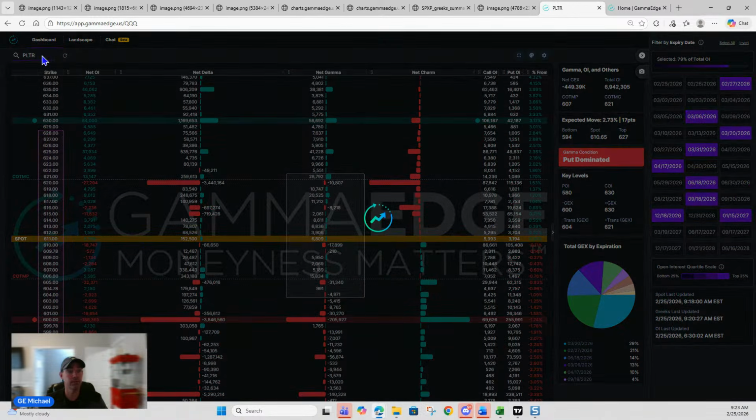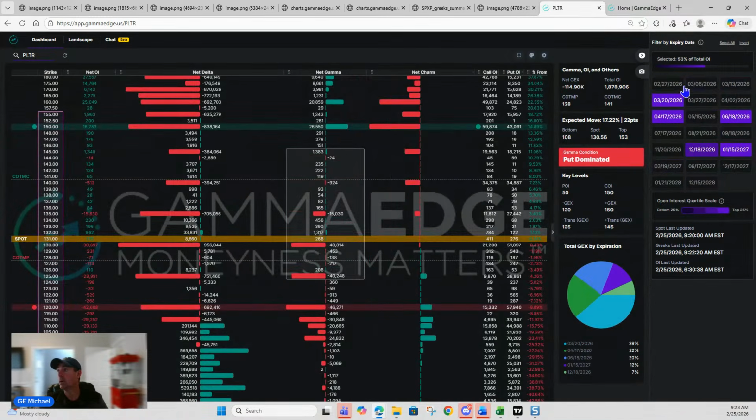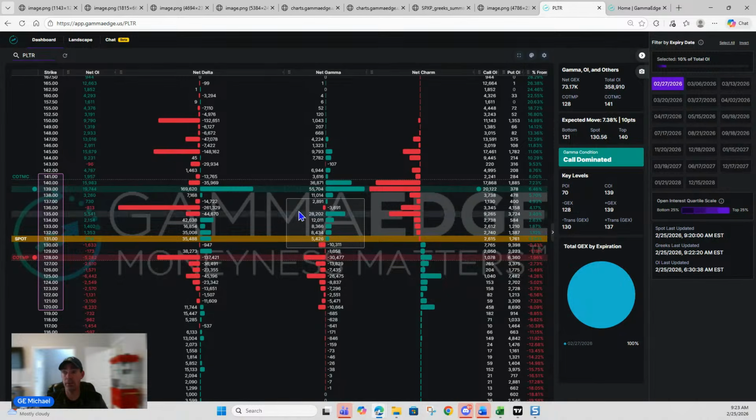PLTR. I haven't looked at PLTR lately. Let's look at that one. Friday's expiry, call dominated. You're within transition. In the money puts overhead, 135, 136. Probably going to be difficult to get over. You have short-term calls right around spot price though. So those could appreciate up towards that 135, 136. You see 139 to the upside, PGEX and COI.